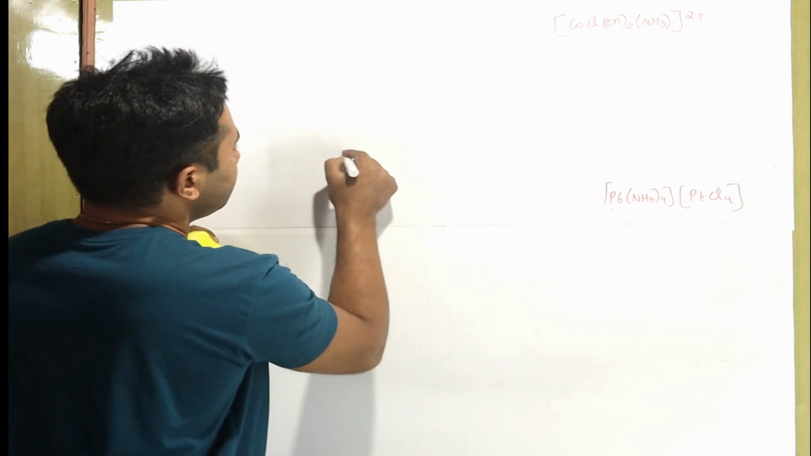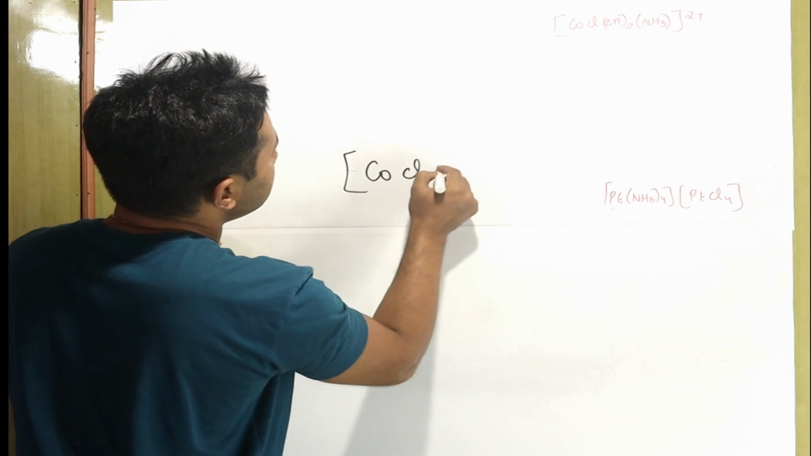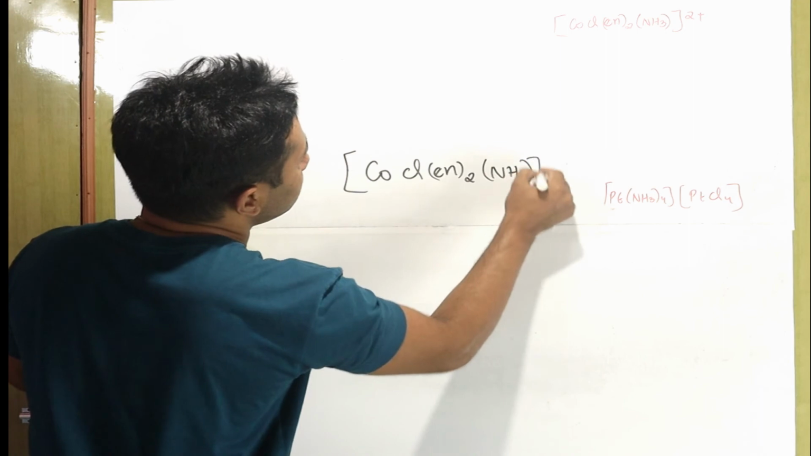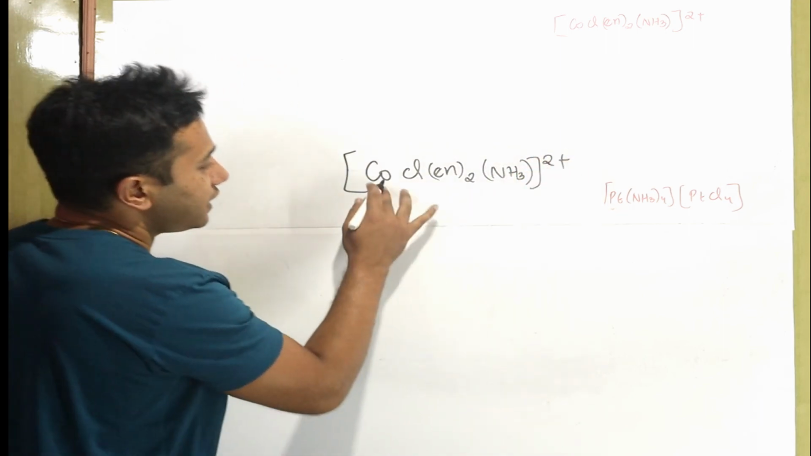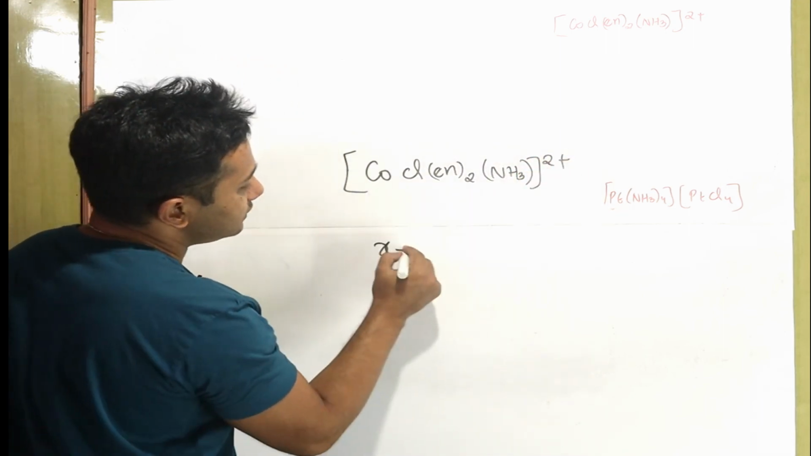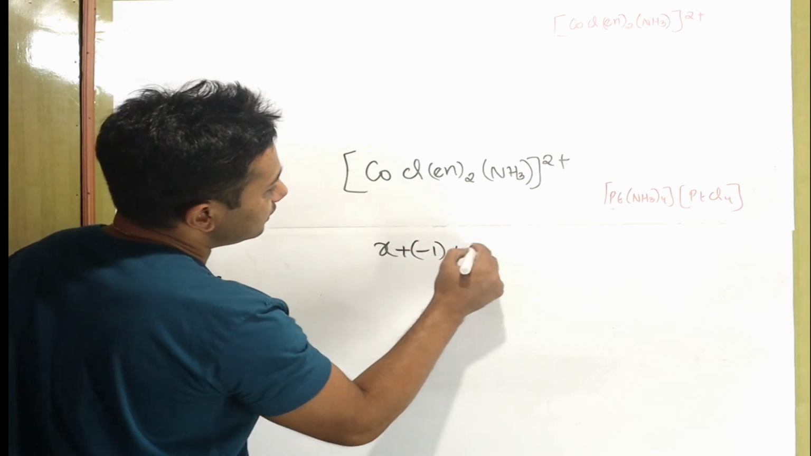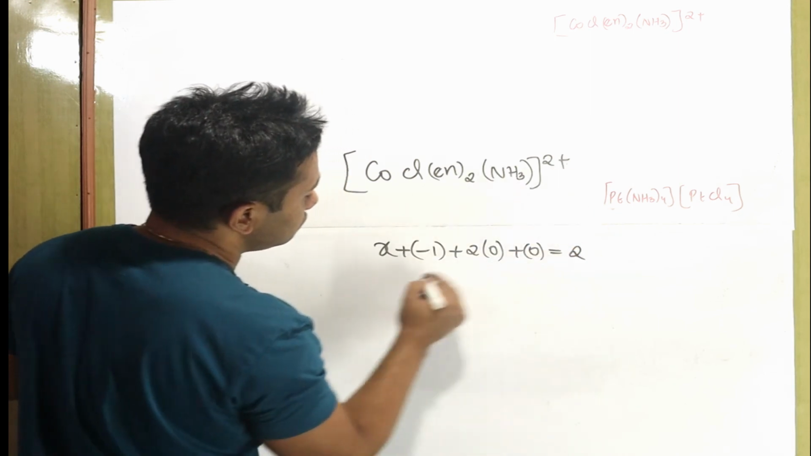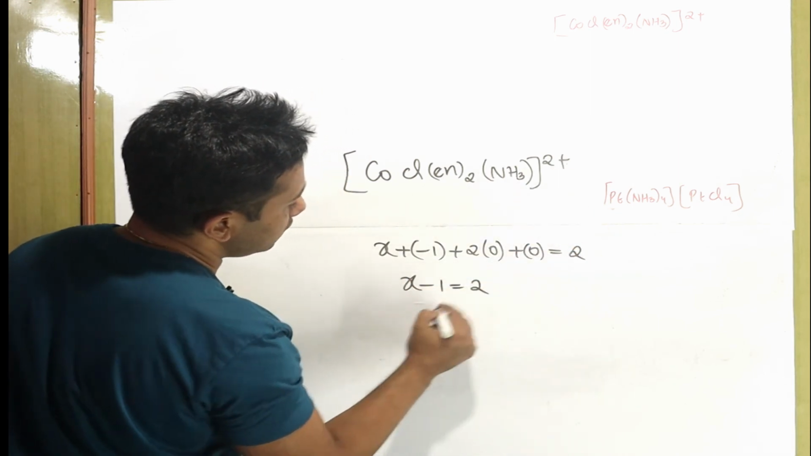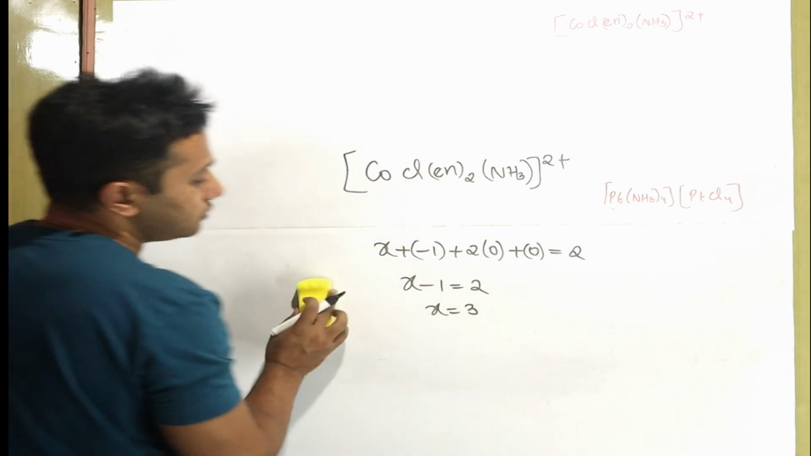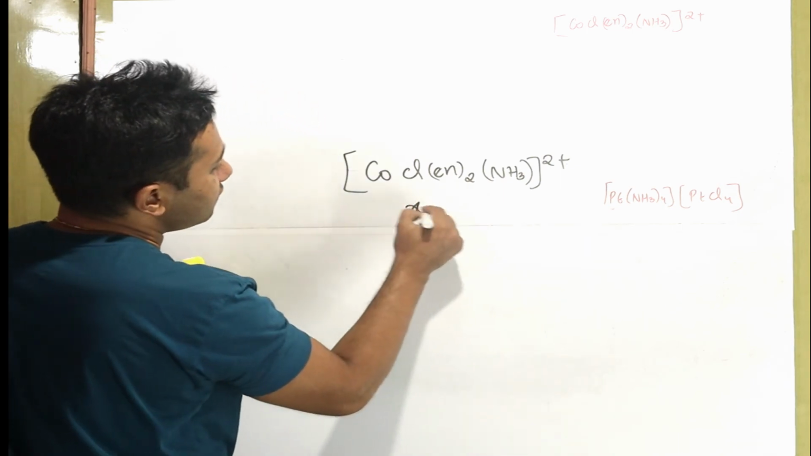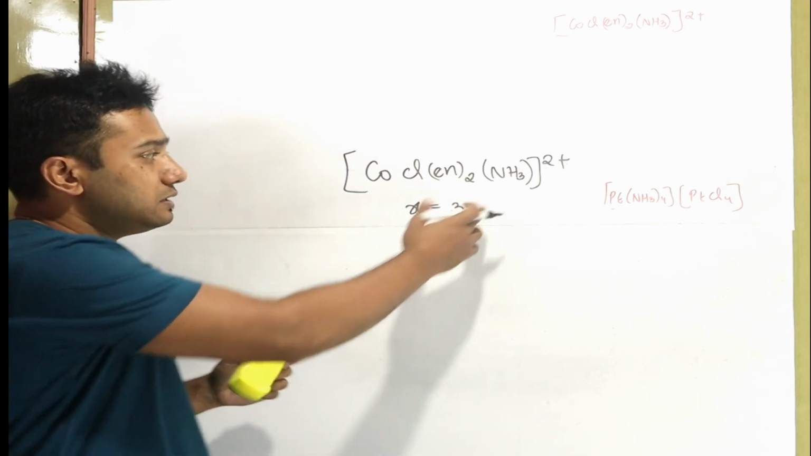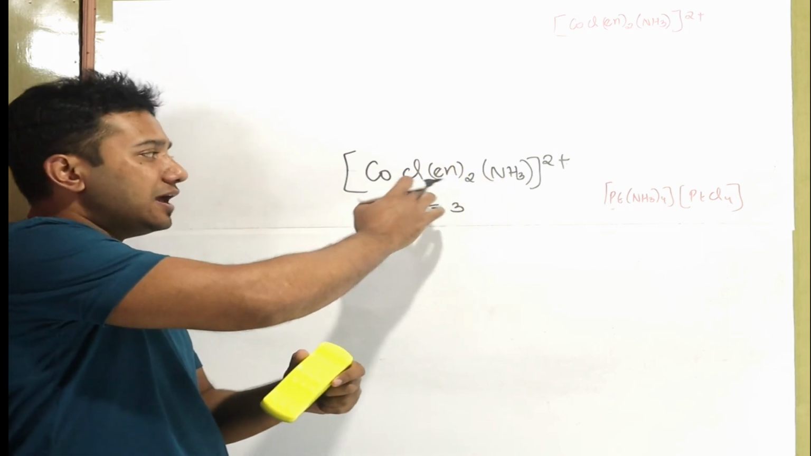Next we have [Co Cl(en)2(NH3)]2+. So first we'll find the value of X. Metal will be X, chlorine is -1, en is 0, NH3 is 0, equals to 2. So X minus 1 equals to 2, X is equal to 3. So out here we have X is equal to 3. So there are three ligands out here. So we are going to go with the alphabetical order. This is amine, this is E, and this is C.